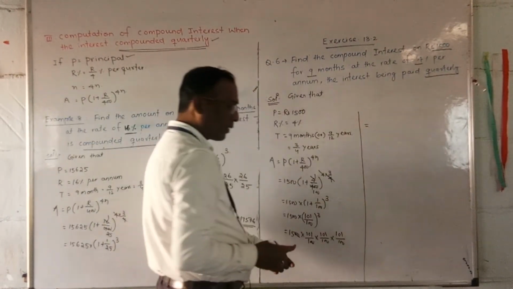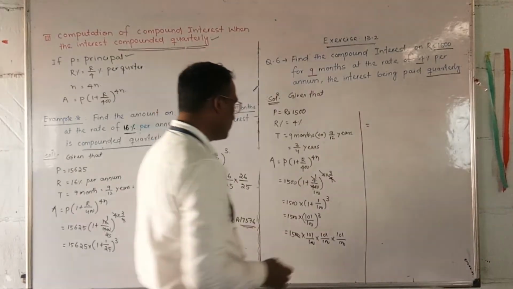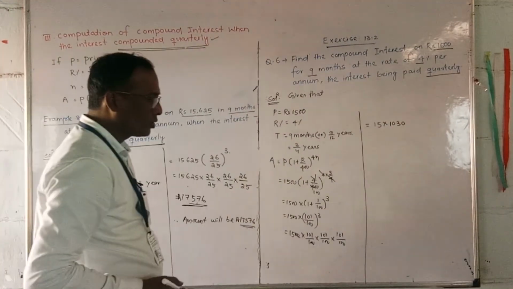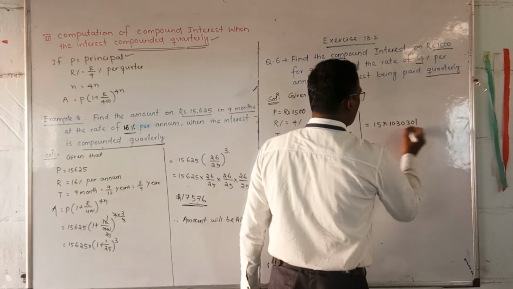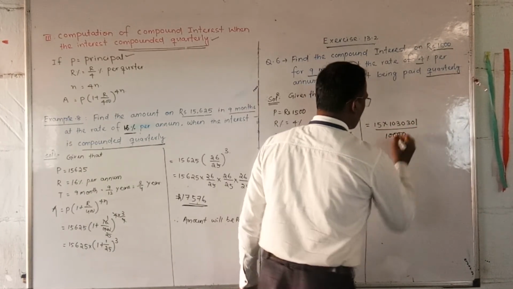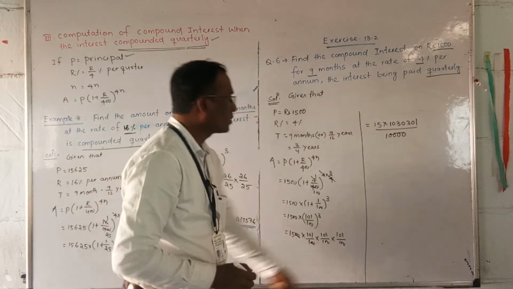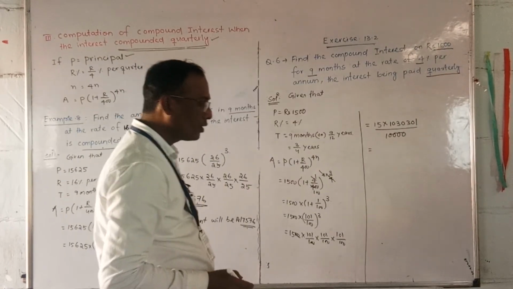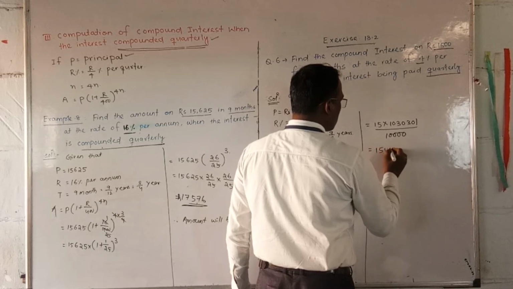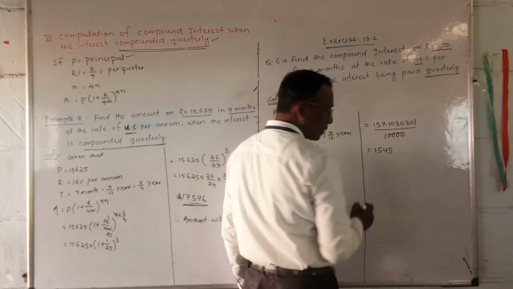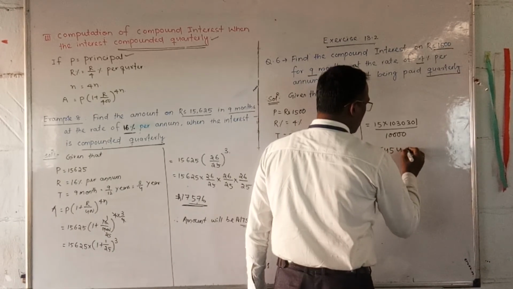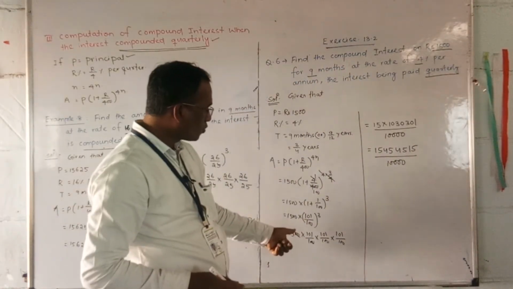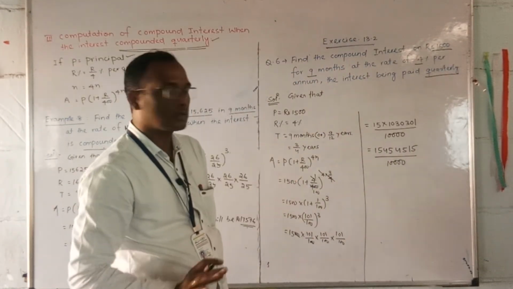So 15 into 1030301 divided by, here the double 0 cancels with this double 0. If we multiply that 15 with 1030301, then we will get 15454515 divided by this, okay. You should compulsorily multiply. If a little error comes, the answer can also change. Don't worry about that.